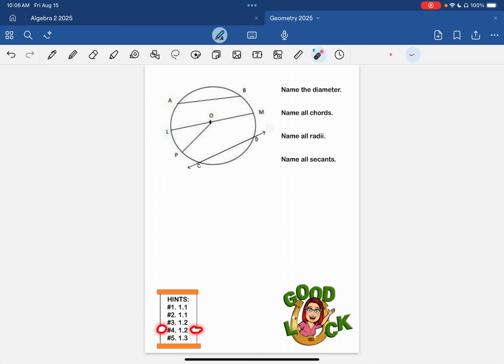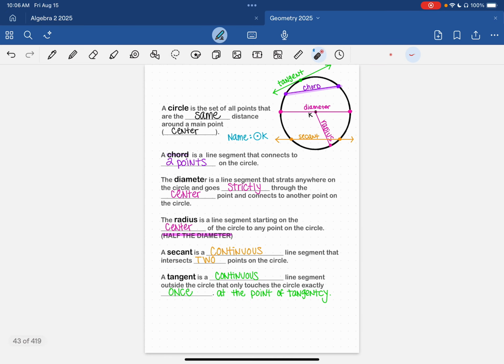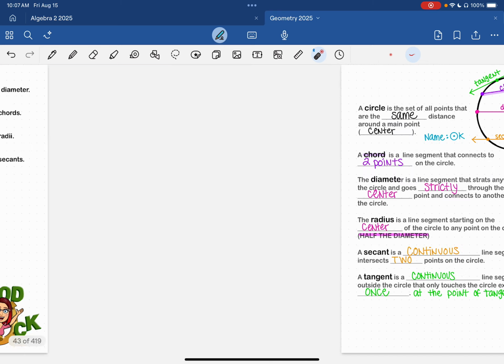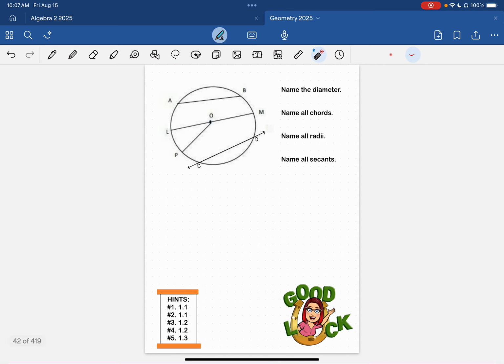You can go to lesson 1.2's notes, find the circle. There it is, and it's going to show you exactly what each piece looks like. And right now we're going to talk about how we would name them.